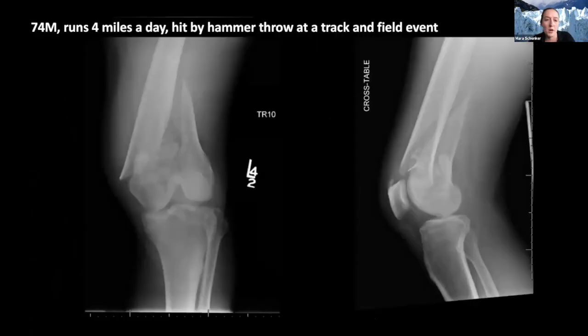Switching from the primary metaphyseal injuries. So this is a 74-year-old guy who runs 4 miles a day. He was judging at a track and field event, looked up into the sun, didn't see a hammer coming his way, and he got smacked in the knee with a hammer throw at a track and field event. And so this was his comminuted intra-articular displaced distal femur fracture.